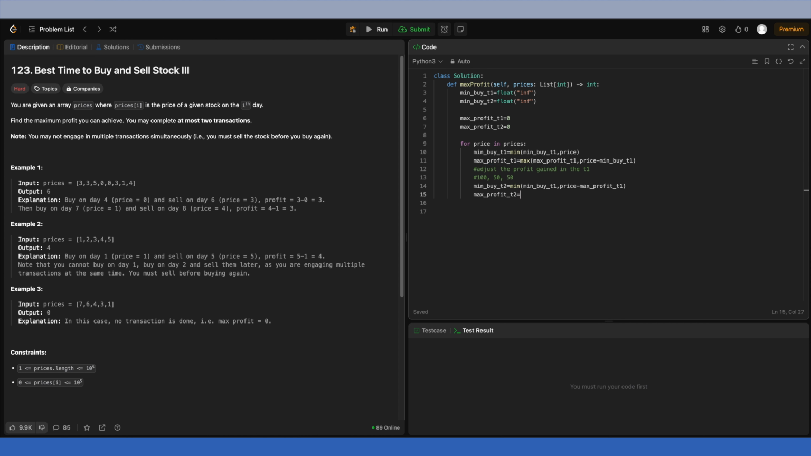So maximum profit T2 would be the maximum of maximum profit T2 comma the current day price minus the minimum buy price for transaction 2 that I stored. Okay, so if we do this, then finally whatever profit I gained after transaction 2 will be my maximum profit, right? Correct? Let's try to run this.